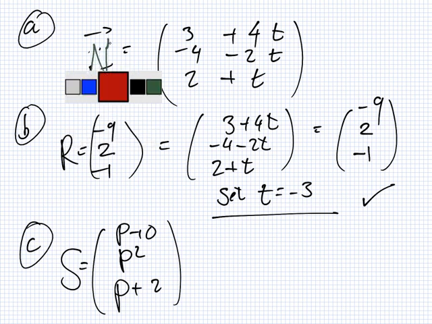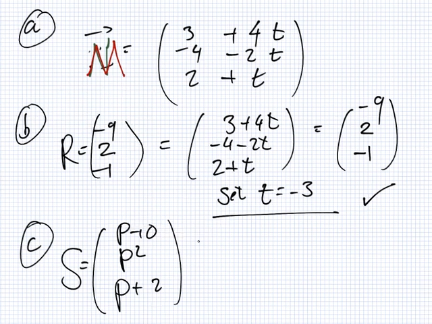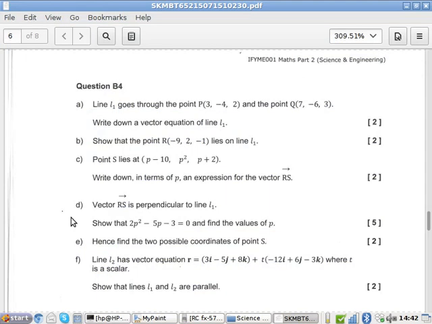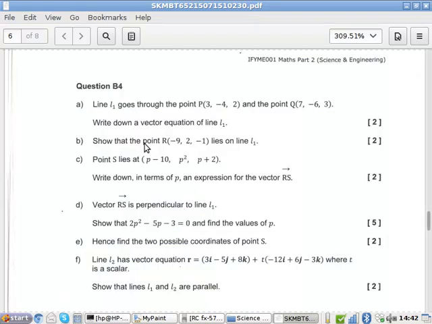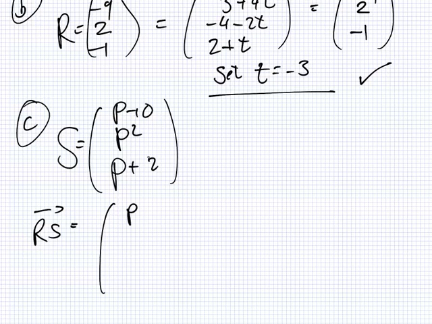Okay, M. Right. So next we want what is it? OR S? Yeah, OR S. How do we find OR S? S minus R. So that's p minus 10 minus 9, p squared minus 2, and then p minus 2 plus 1 minus 1. I think I got this right. Plus 3. Thank you. Is that it?